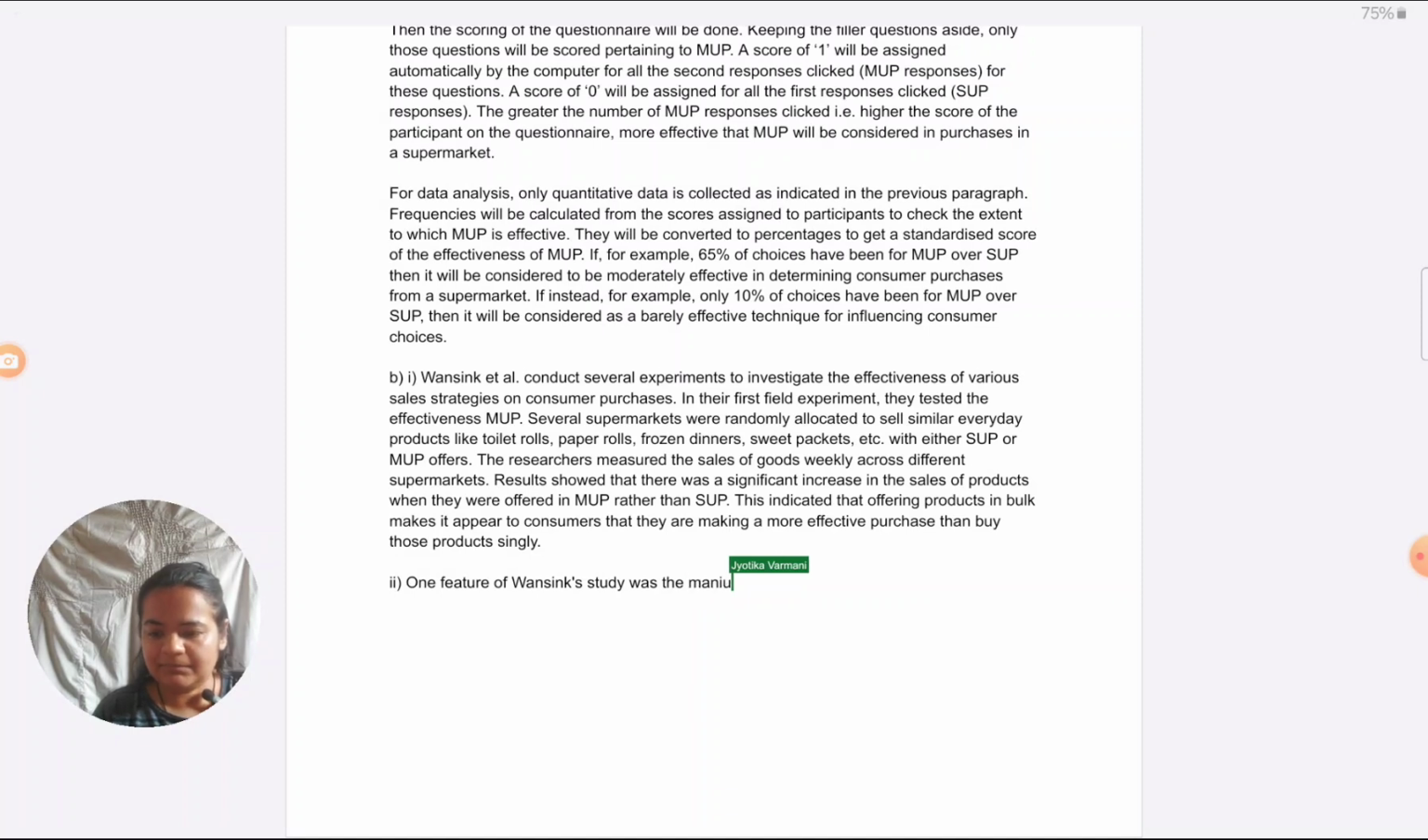manipulation was done of the offer of products as MUP or SUP offerings in the first field experiment.